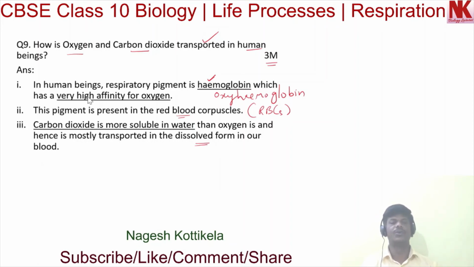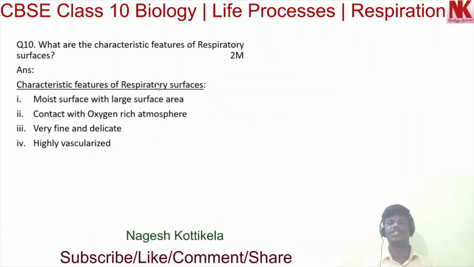Okay, so this is how you can write the answer for this question to score 3 marks. Now moving to the next question, that is question number 10. What are the characteristic features of respiratory surfaces? This question can be asked for 2 marks. Now the answer can be written in this manner.